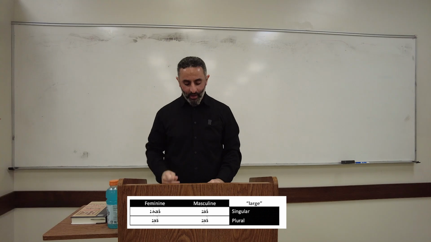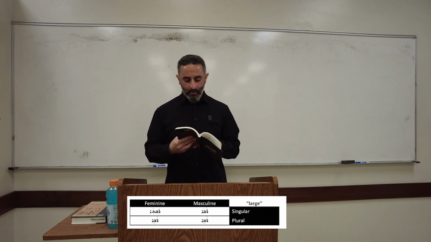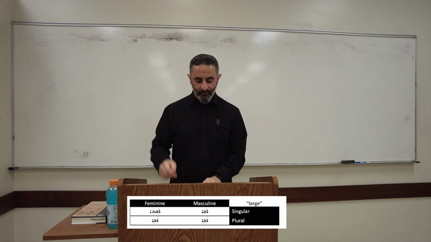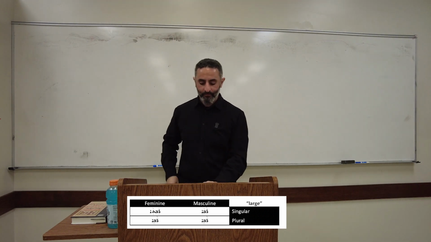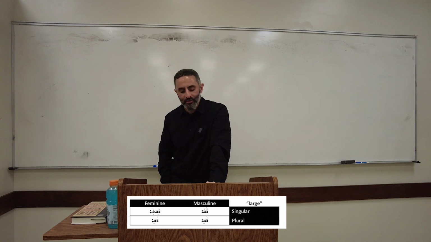Everyone say, so here's how you say large. Everyone say raba. That's the masculine singular for large. Everyone say rabtha. Feminine singular for large. We'll give an example in a second. Rabi, masculine plural. And then feminine plural adjectives are almost always going to be the same as masculine. Rabi.